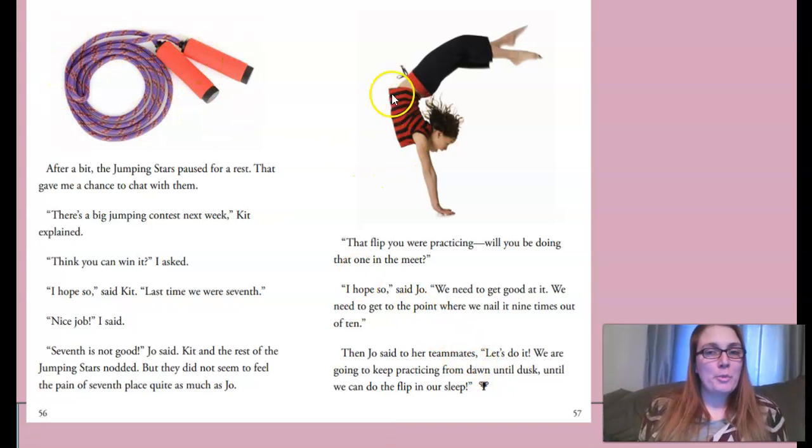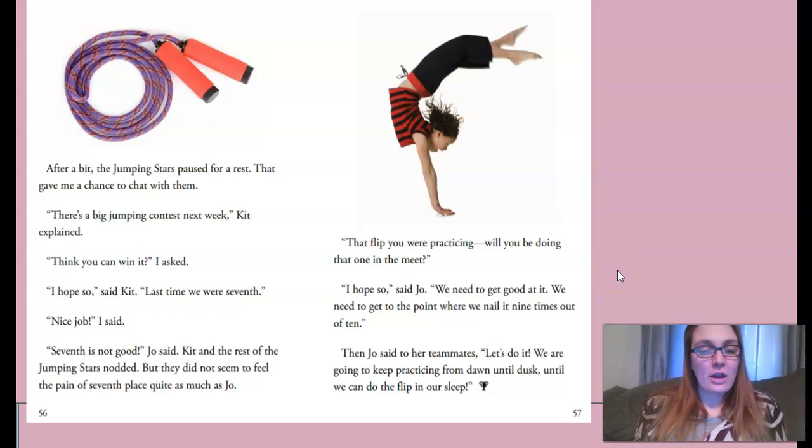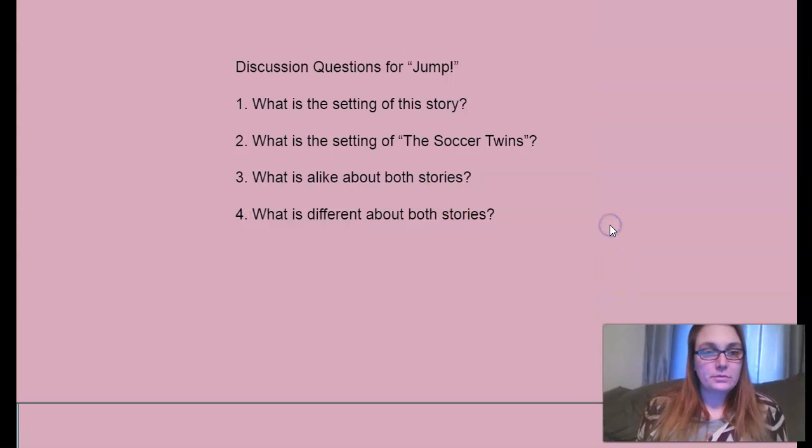Top we have a jump rope and a girl doing a flip. So they're going to keep practicing until they are able to nail that move.